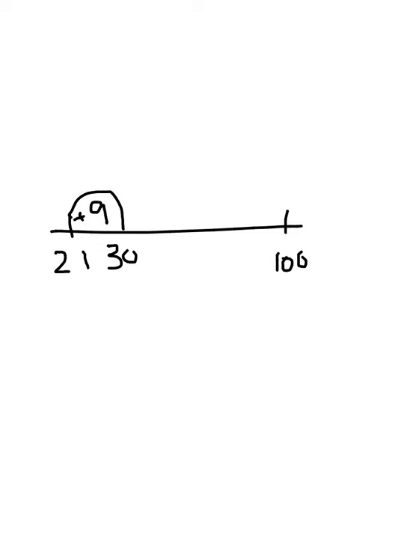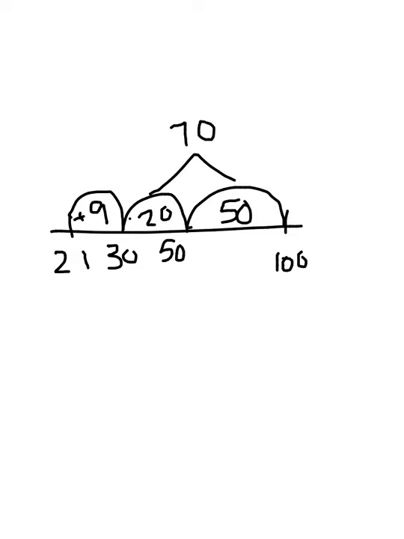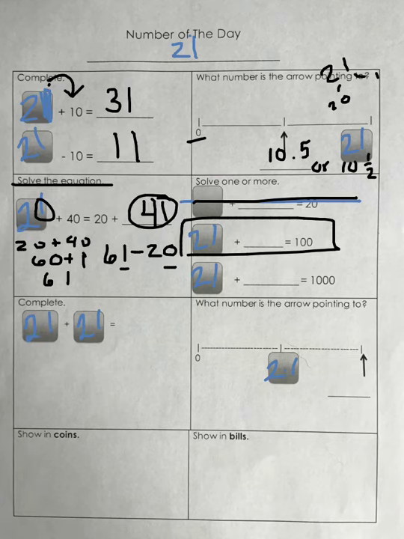So now I'm going to just do my jumps. Now I already know if I add 20, that's going to give me 50. And if I'm at 50, well, I know I need another 50 to get to 100. Once I do that, I add these up. So 50 and 20, so 5 tens and 2 tens is 70. I'm going to write it up here. And then I'm going to add 9. So my answer is 79. I'll go back here. So I'm going to write 21 plus 79 equals 100.